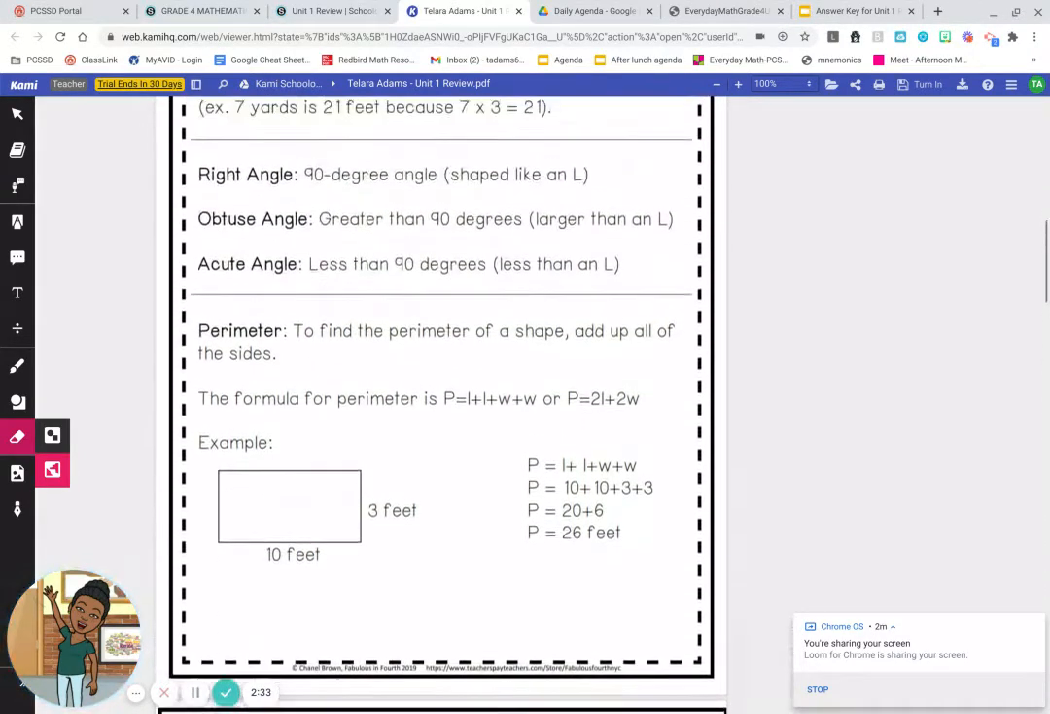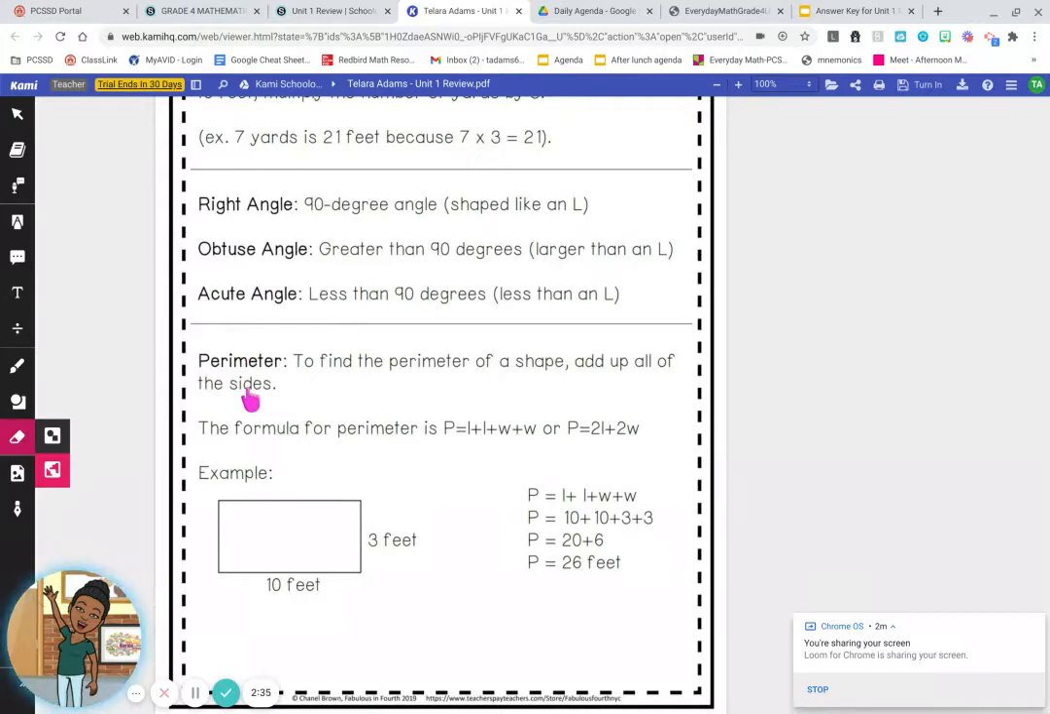Either way you choose. I don't want to skip perimeter for sure. To find the perimeter, remember P stands for perimeter. L is length plus L length plus W width plus W width. This is the formula that we have been using. Example, in this rectangle, we have a width of 3 feet and a length of 10 feet. So we put 10 plus 10 plus 3 plus 3.